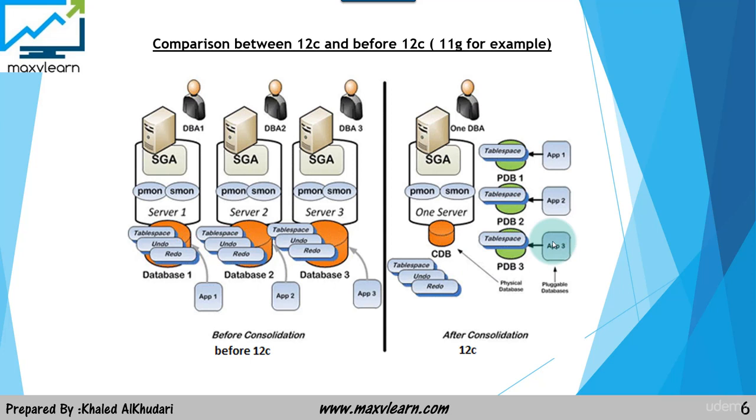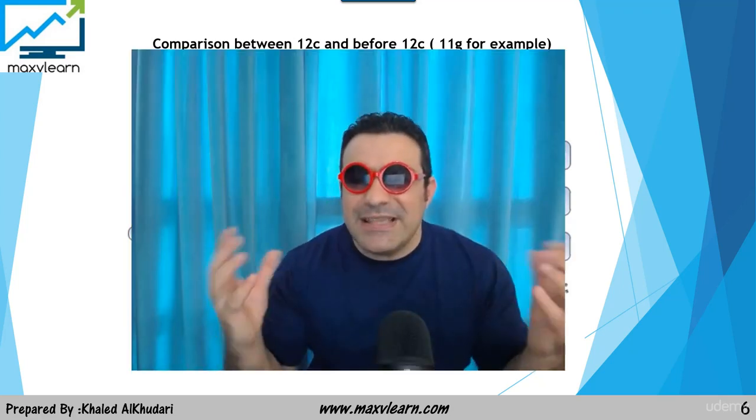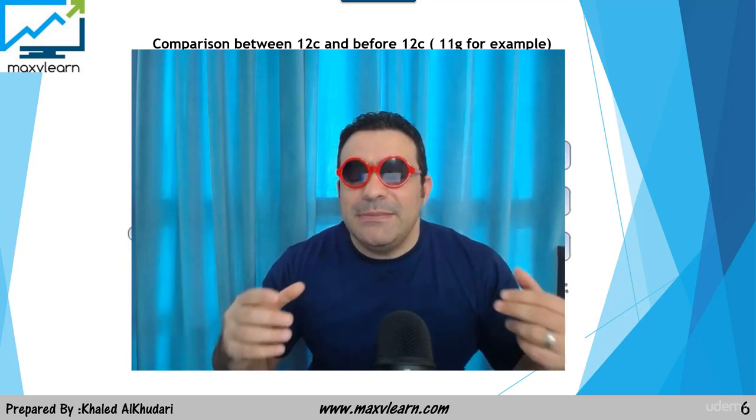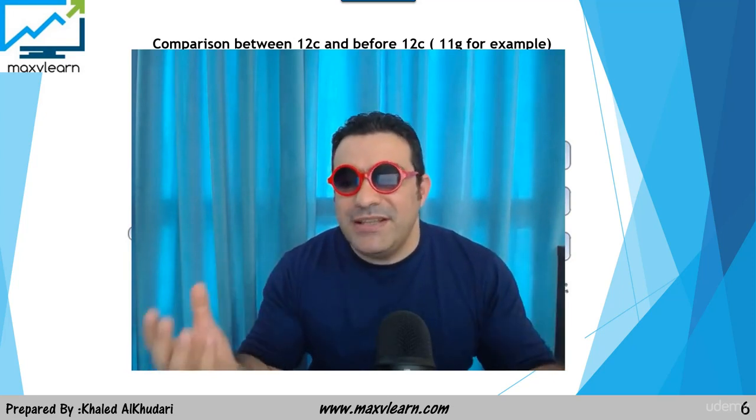Now another point. For example, let's say that in pluggable database 3 there is a nice application. In a simple way, I can clone and copy this pluggable database, name it pluggable database 4, and give it to another customer. So this is the power of Oracle 12c. It reduces cost, and it makes it easy to manage the database.